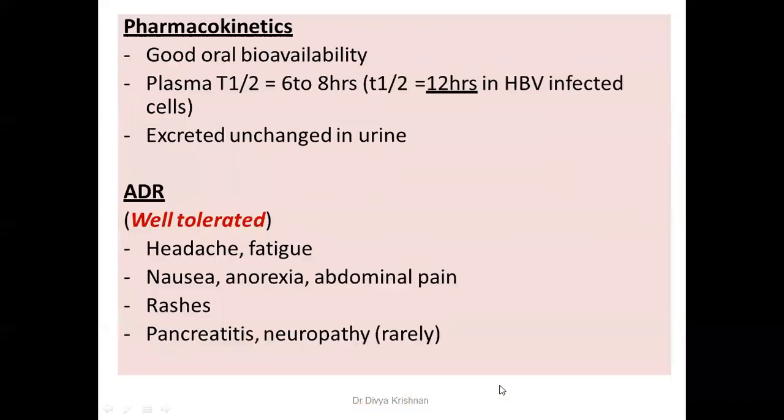Many of the viruses have developed resistance to it because of mutation in their DNA polymerase. It has good oral bioavailability. Its usual plasma half-life is 6 to 8 hours, but it is around 12 hours in cells infected with hepatitis B. It is excreted unchanged in the urine. As far as ADRs are concerned, it is well tolerated. The usual ADRs are mild ones like headache, fatigue, nausea, anorexia, abdominal pain, and rashes. Very rarely you will see pancreatitis and neuropathy.